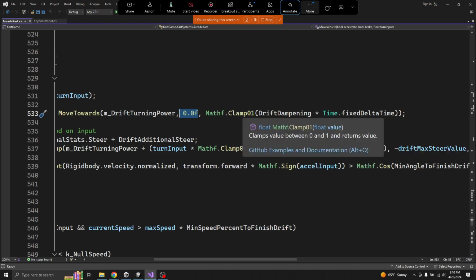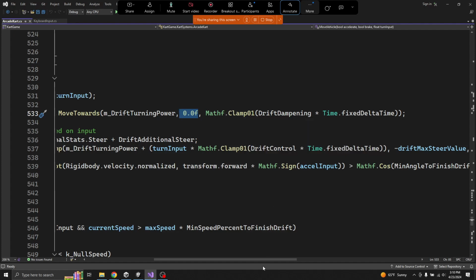Clamp 0, 1. This means clamp whatever the value is. We don't even have to do a min max of 0, 1. It's such a common thing that it'll clamp 0 to 1.